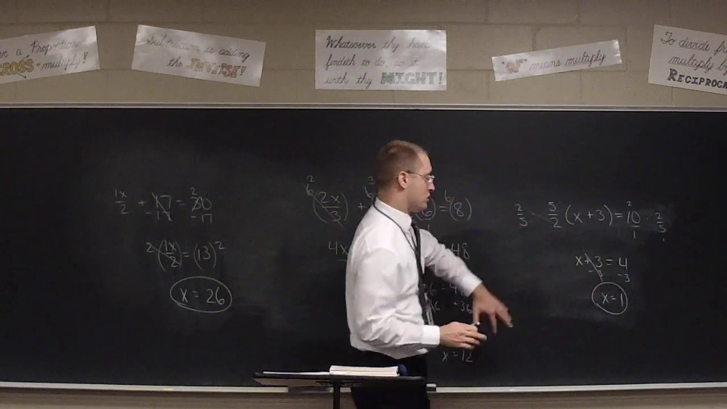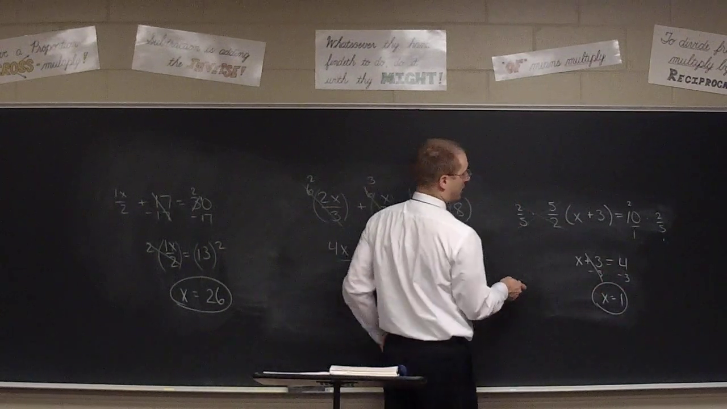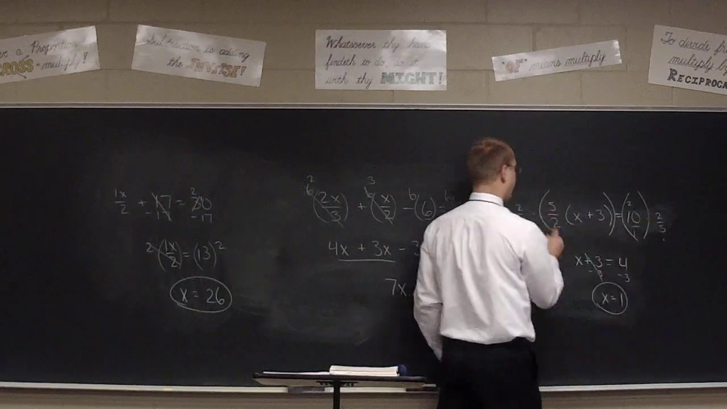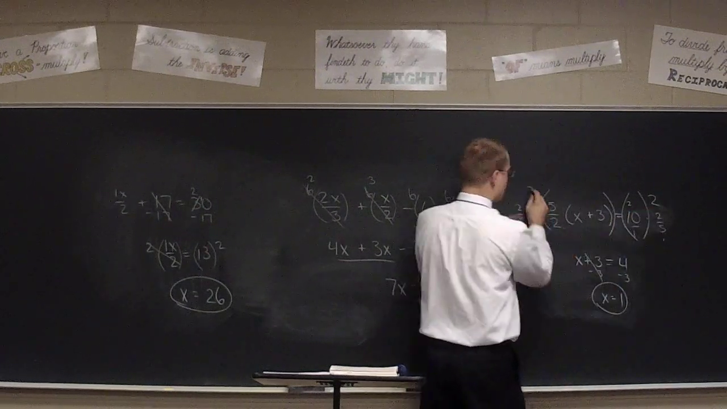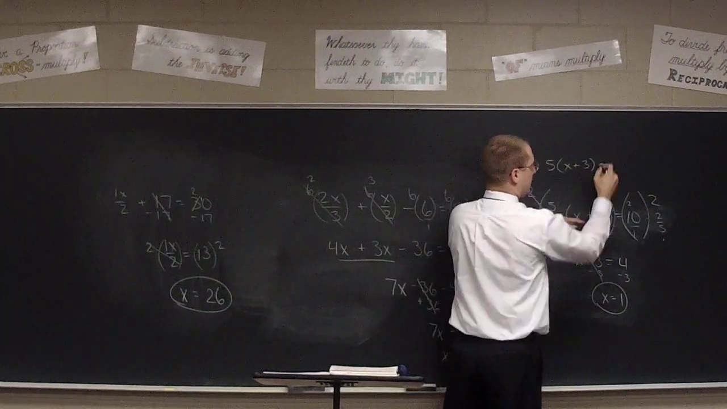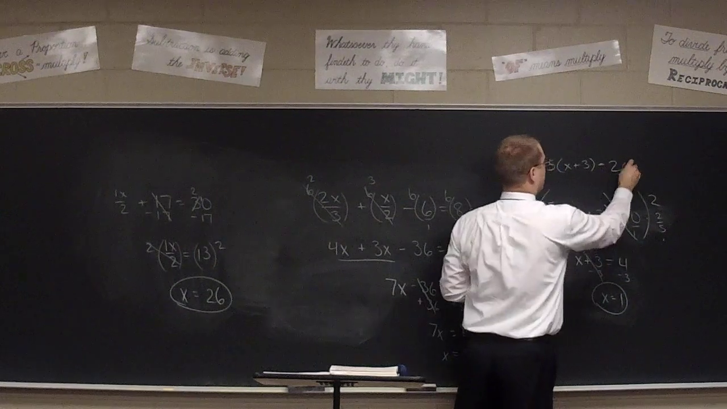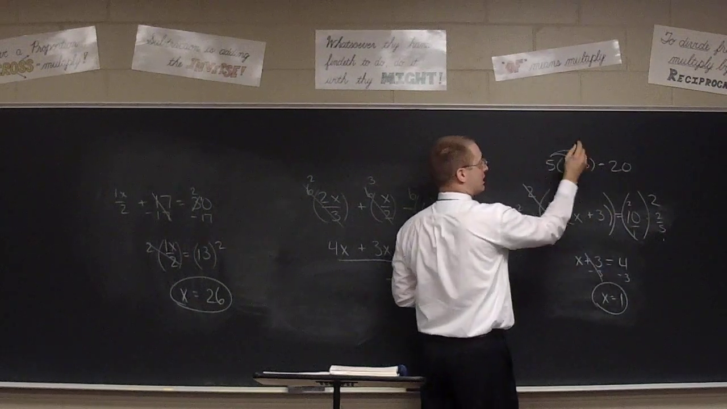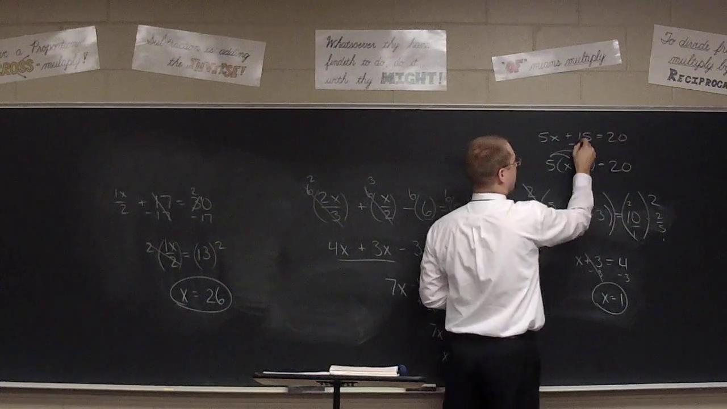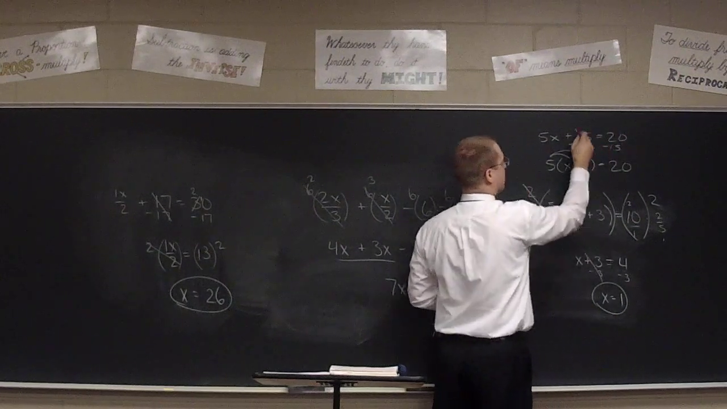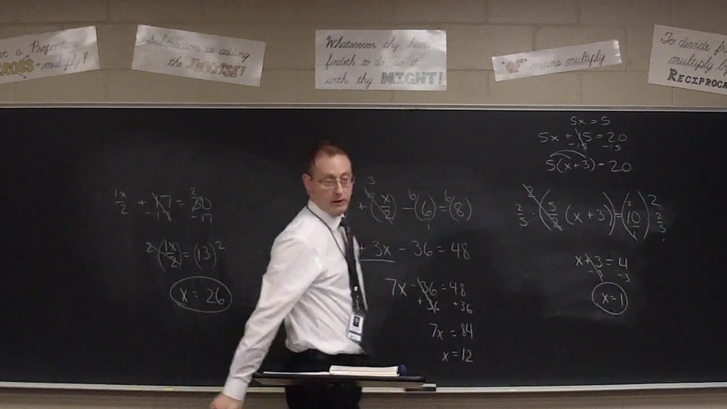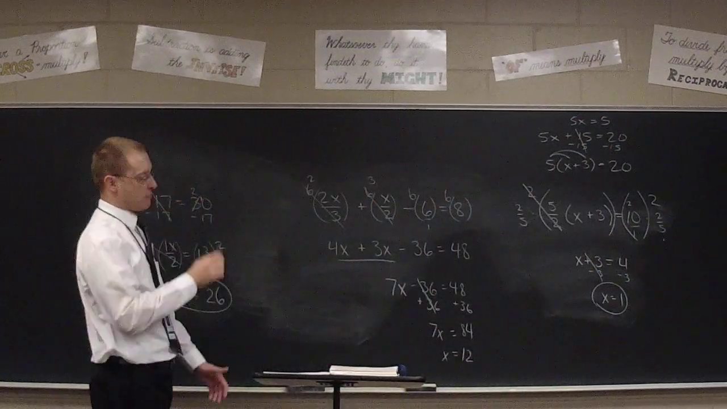Now, again, if you didn't do that, it's perfectly fine. We could have just multiplied everything by 2. And when I do, then the 2's cancel, which would leave me with 5 times x plus 3 is equal to 10 times 2, which would have been a 20. I could have distributed the 5 then to get 5x plus 15 equals 20. I could have subtracted the 15 from both sides to get 5x equals 5, and then I get x equals 1.